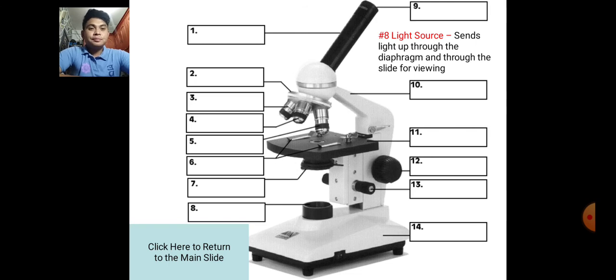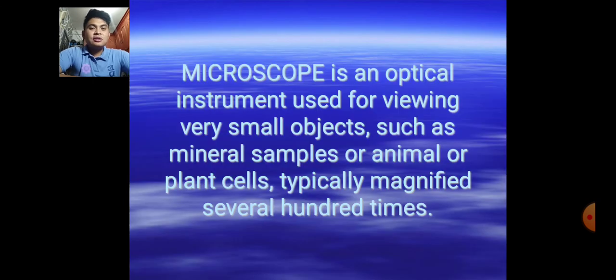Okay po. So, let us define microscope. Microscope, it is an optical instrument used for viewing very small objects such as mineral samples or animal or plant cells, typically magnified several hundred times.